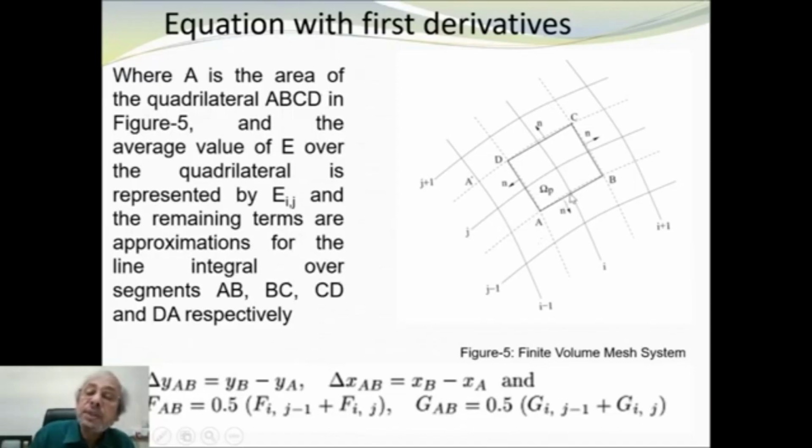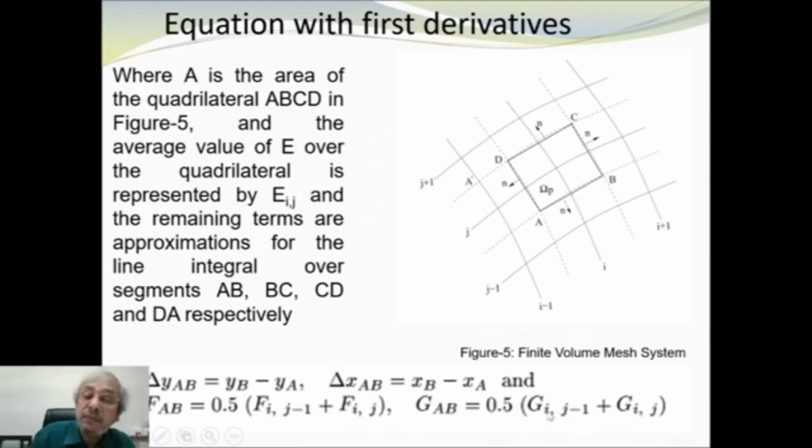So what will be the value of F here? That is Fij. From the coordinates it is clear, I and j cross here, Fij, and F here is Fij minus 1. So Fij minus 1 plus Fij divided by 2 is FAB. What will be the GAB? See, Gij is here and Gij minus 1 is defined here. So the average of these two is G here, G at this point, which we can call GAB.